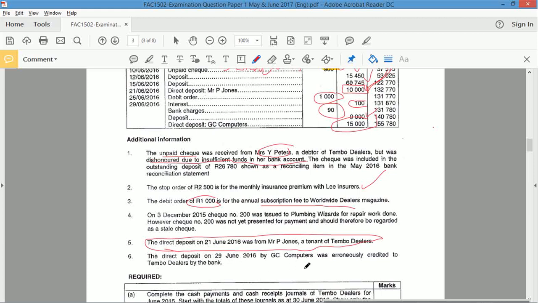Direct deposit on 29 June was erroneously credited to Tembo's by the banks. Who made the mistake? I don't even know what that means. The bank made the mistake. Do you agree? Okay, what does this mean? Erroneously means in error. Okay, it's an error made. By who? By the bank.